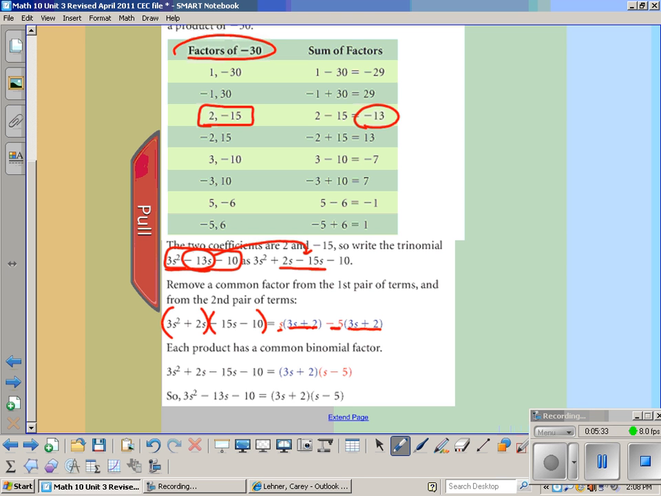Notice that your brackets are identical. 3s plus 2, 3s plus 2. So now we remove that 3s plus 2 and write it as one of our factors. And we take the parts that were in front, the greatest common factors that we removed, the s and the minus 5, and we make that our second factor. And that is factoring by decomposition.